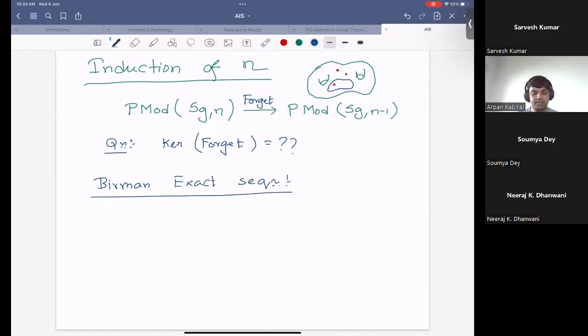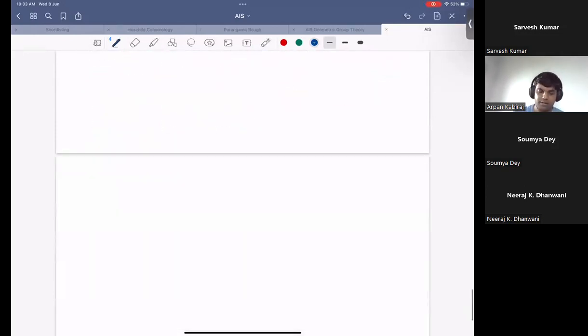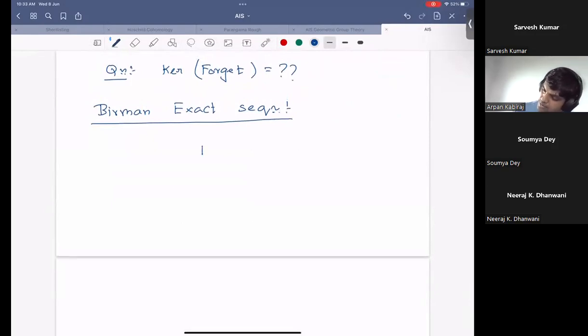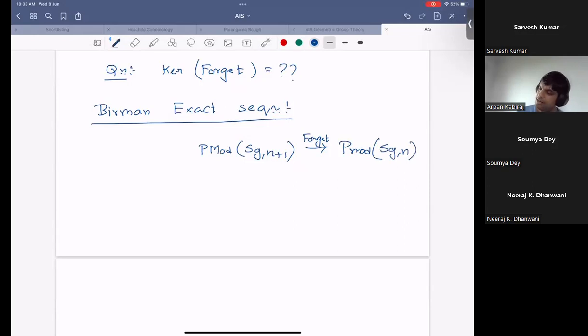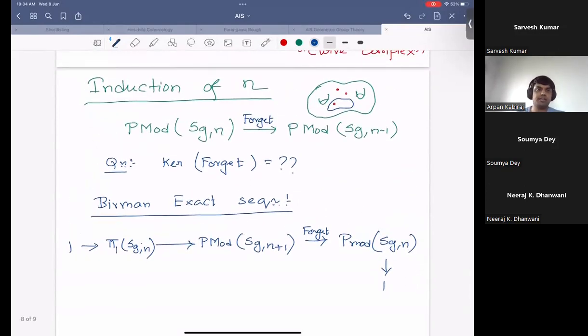And so what is the Birman exact sequence? The Birman exact sequence says, let me write it down. If you look at the mapping class group of a surface of genus g with, let's say, n plus 1 punctures, and you forget one of the punctures at a time, then the kernel, again, this part is not hard, is exactly the fundamental group of the surface. And this gives you an exact sequence. So this is called the Birman exact sequence. So Birman tells you exactly what the kernel is.